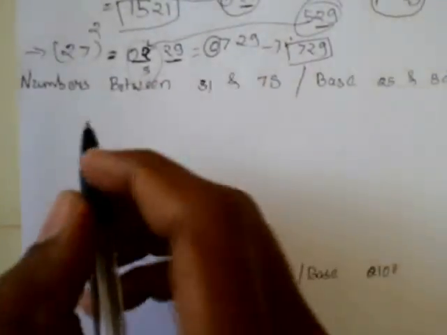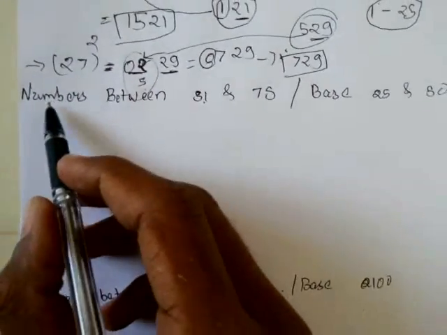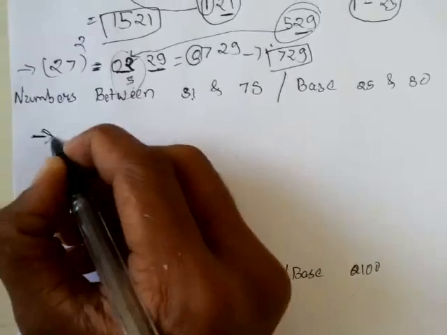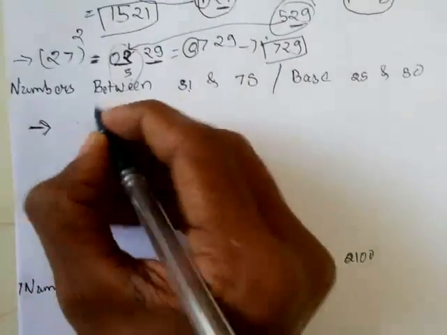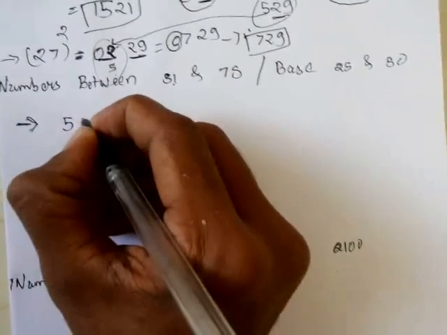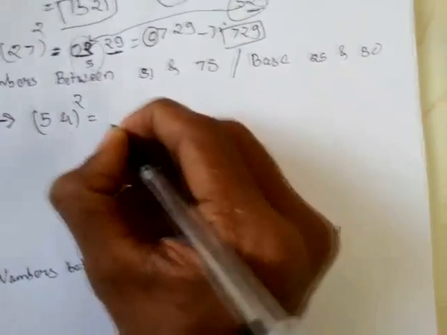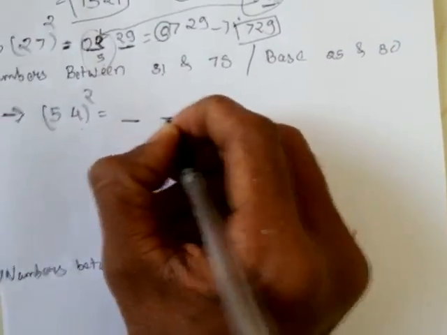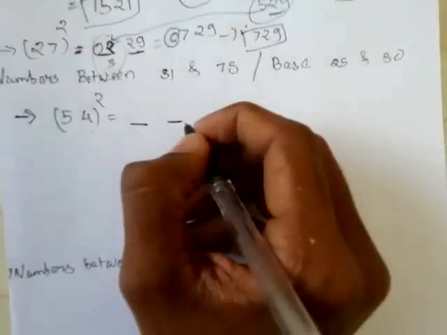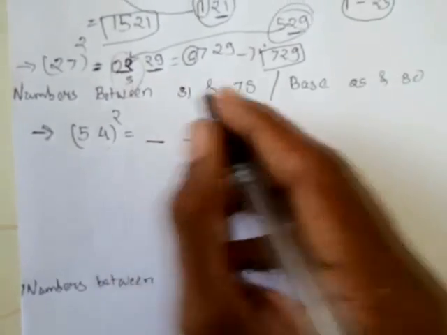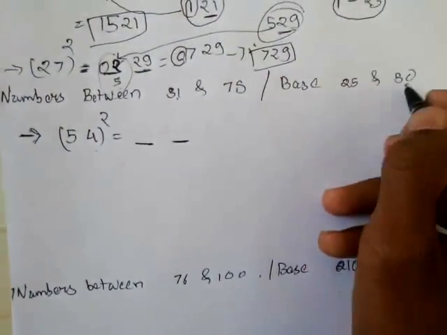Okay, let's move to our second category, that is the numbers between 51 and 75. By taking a simple example, let's take 54 square. Here also we need to find it by using a 2-step method, and here also we will take the base as 25 and 50.